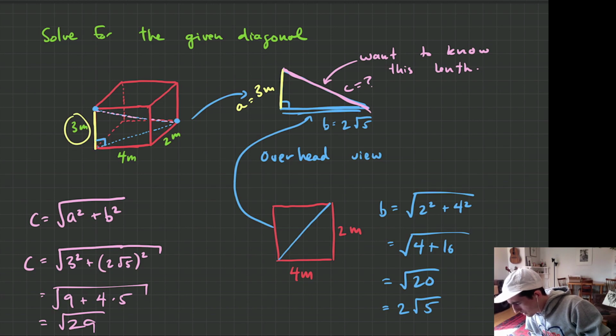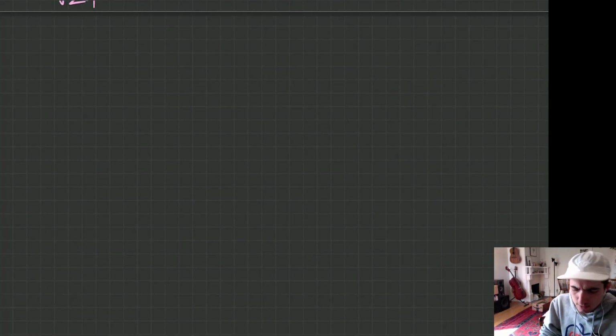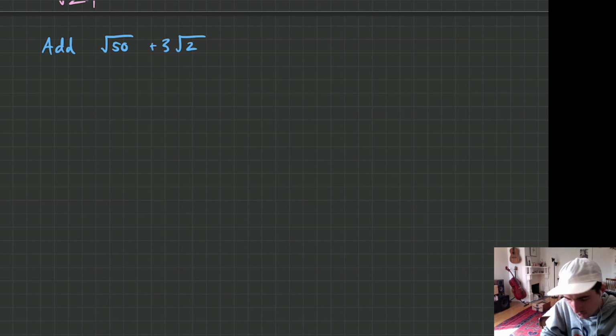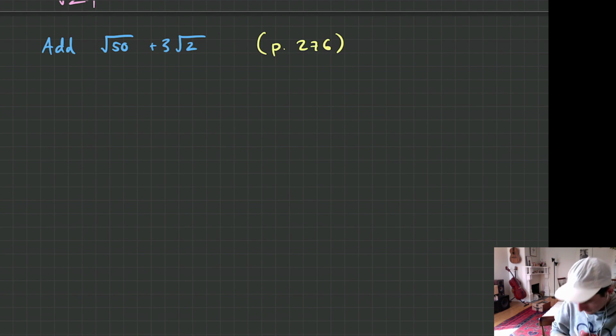Okay, I'm gonna do a couple more questions just from your textbook, and we'll take it from there. Let's add and subtract some radicals. I think that this is a good exercise to do. So let's do this one: the square root of 50 plus 3 times the square root of 2. And this is from page 276 in your textbook. So if you're following along, this is on page 276.